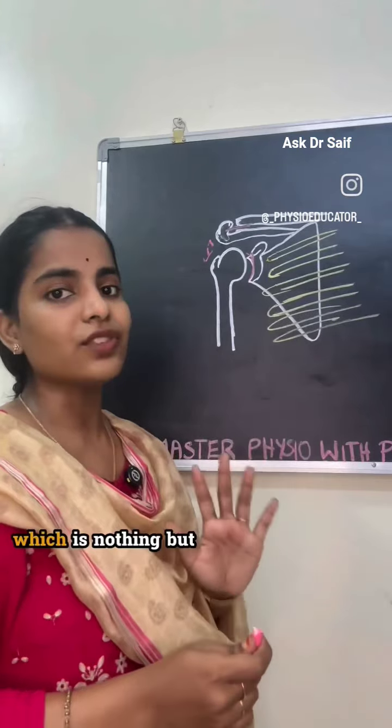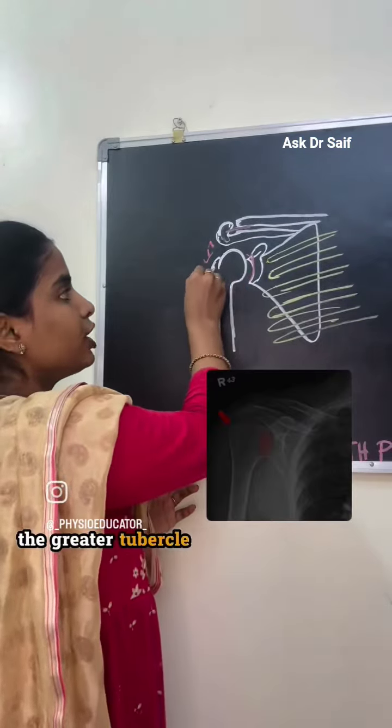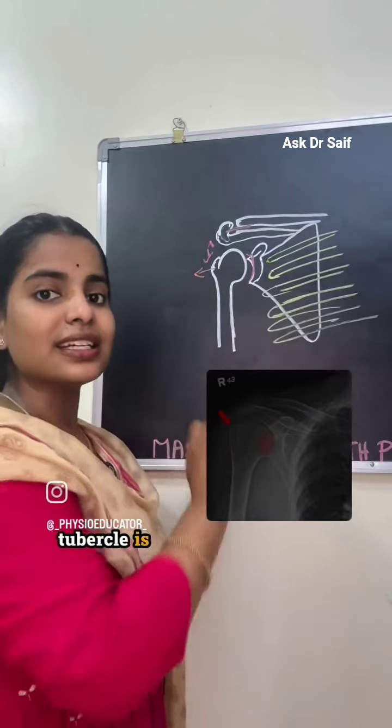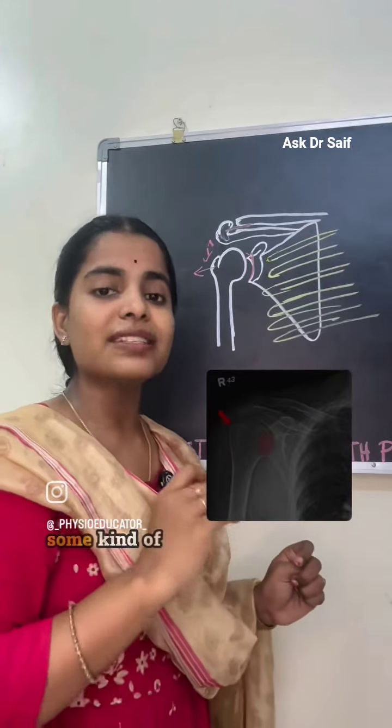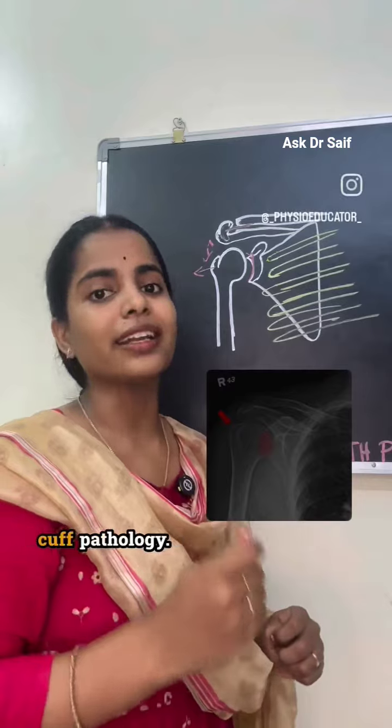The final one is the greater tubercle profile. If the greater tubercle is irregular or having some kind of wrinkles, it could be rotator cuff pathology.